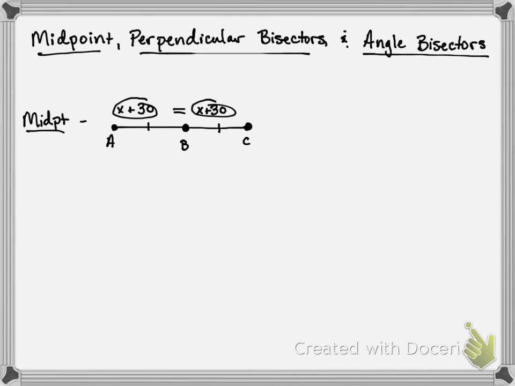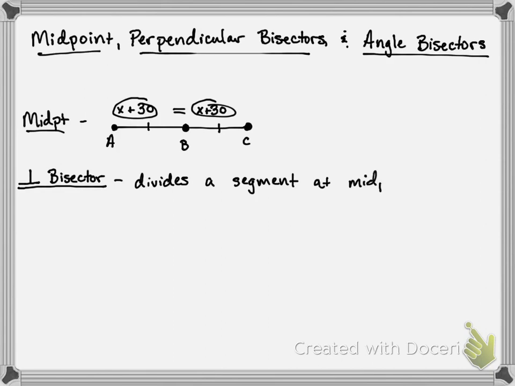Okay, perpendicular bisector. Another way that we do that is an upside down T. Perpendicular bisector. That is a segment or ray. It basically divides a segment at the midpoint and at 90 degrees.